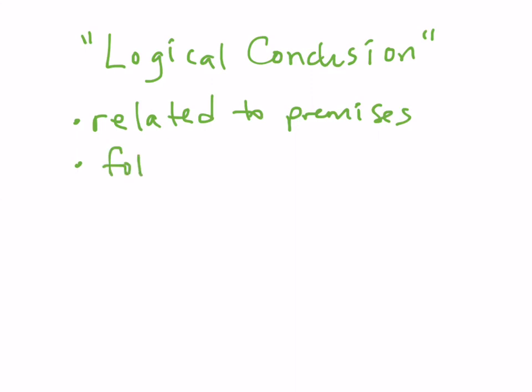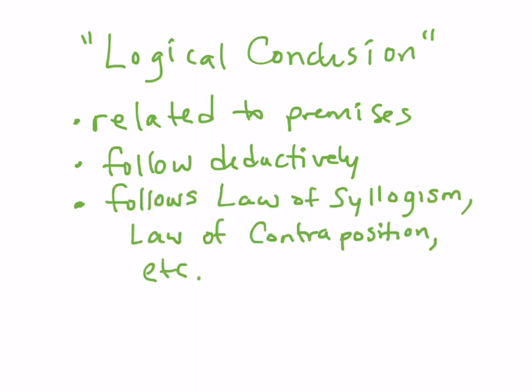And it needs to follow deductively, meaning it needs to be inevitable or certain or some sort of necessary thing that we would have to conclude based on those premises. And generally the best way to figure out what that piece of information is is to look at one of those forms of logical arguments. So it might follow the law of syllogism, it might follow the law of contraposition, or some other form of deductive argument that we haven't studied yet. All right, so there are many things that you might conclude that could be true or reasonable or likely, but if you're asked to draw a logical or a valid conclusion, this is what we're looking for.